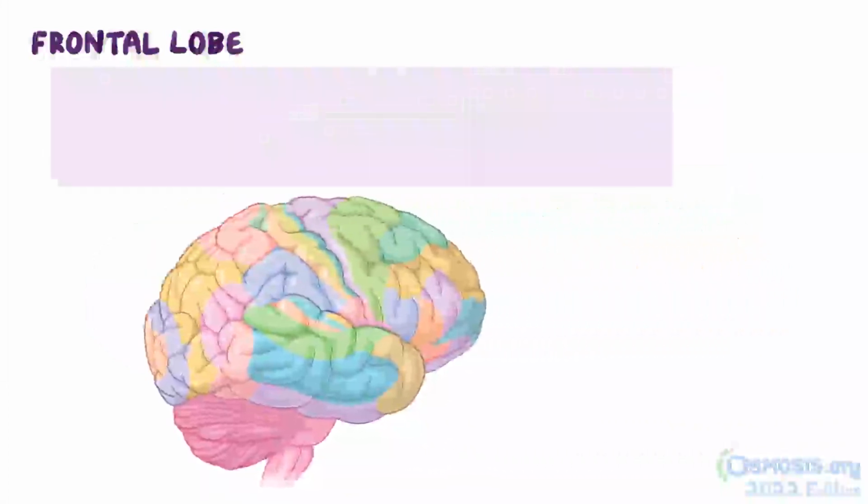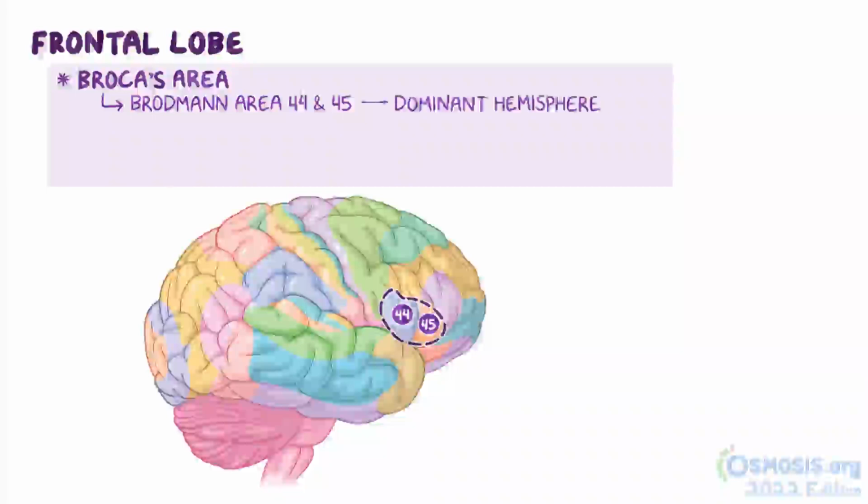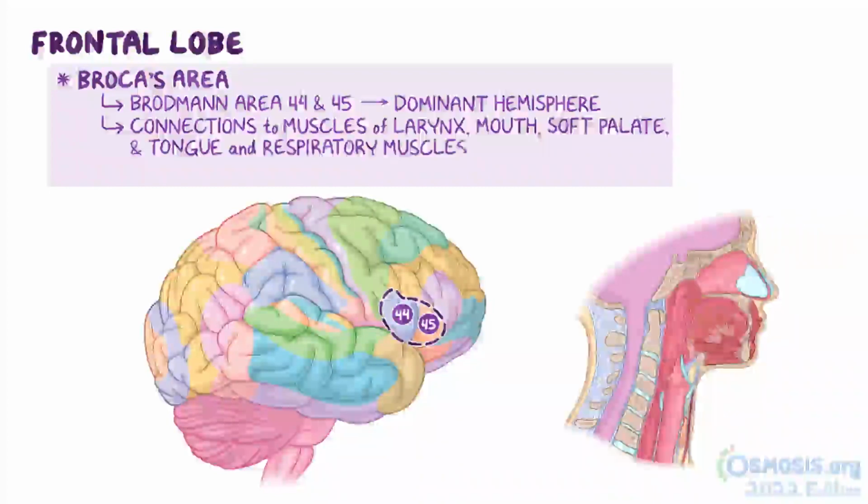The next area we're going to look at is Broca's area, Brodmann's area 44 and 45, which is formed by two regions of the inferior frontal gyrus, namely the pars opercularis and the pars triangularis. Broca's area is usually located in the dominant hemisphere, which in most individuals is the left hemisphere. This area has connections to the nearby motor cortex, specifically to the areas that control the muscles of the larynx, mouth, soft palate, and the tongue, as well as respiratory muscles to assist in the formation or production of words and speech.